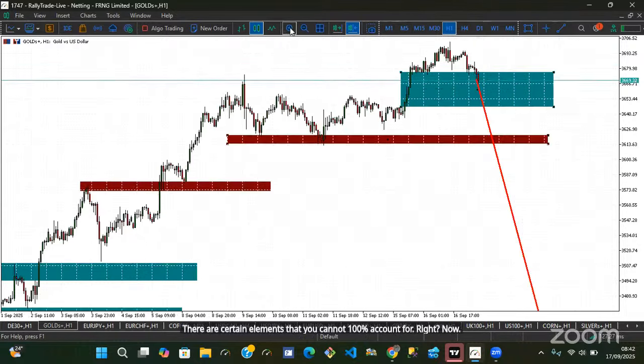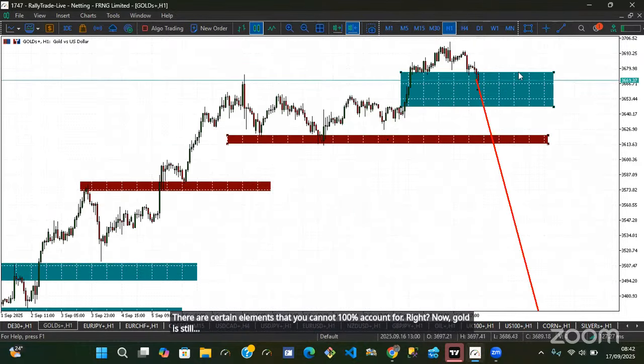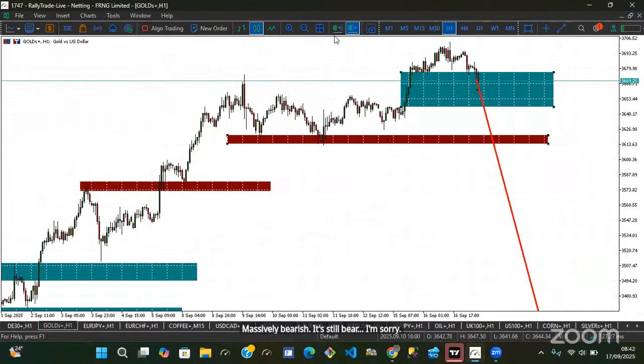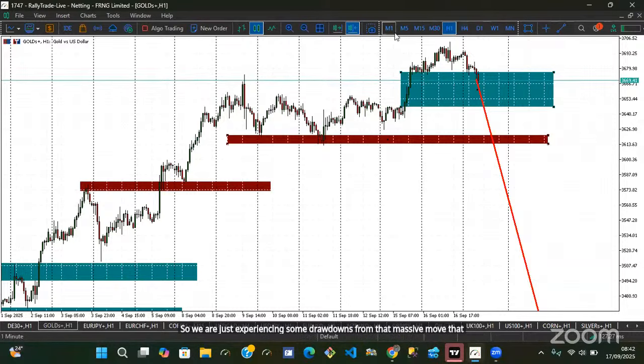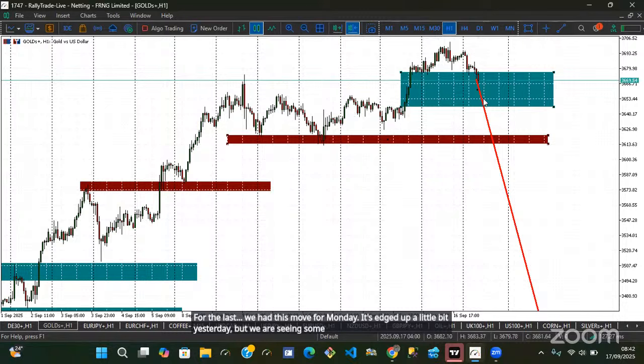Now, gold is still massively bullish to the upside. We are just experiencing some drawdowns from that massive move we had on Monday. It edged up a little bit yesterday, but we are seeing some retracement, and the retracement might bring us inside here to continue, or all the way back down for us to start that buy again. That is all I can tell you for gold right now.